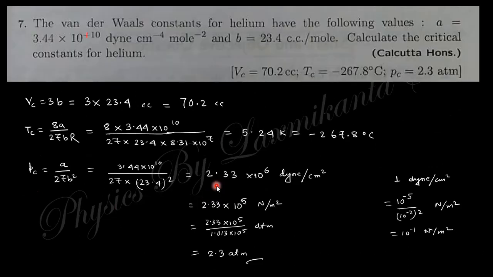Next, the van der Waals constants A and B for helium are given. Calculate the critical constants. This is a similar thing: Vc equal to 3b, Tc equal to 8a by 27bR, and Pc equal to a by 27b square. Just put this value here. There is a printing mistake in the value of a: it should be 10 to the power plus 10. Then the answers will match. So just put this value and you can easily find this answer.